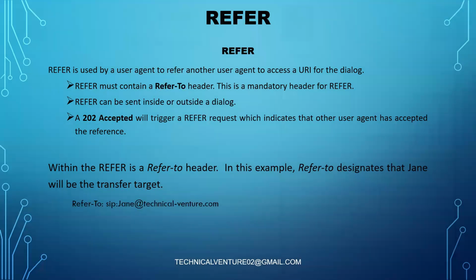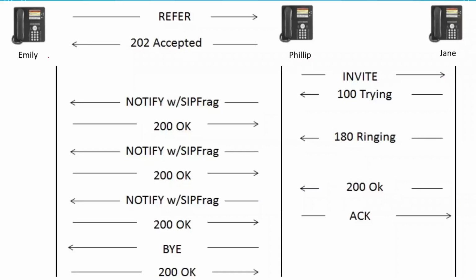Here we can see in this example, this is Emily, this is Philip, and this is Jane. So let's suppose these two persons are connected with each other and they were talking. This Emily is talking with Philip, right? Now she wants to transfer Philip to Jane. So Emily will send a refer request to Philip, and for that request, Philip will send a 202 Accepted message to Emily, right? So at that point of time, Philip will send a request to Jane, that will be a 100 Trying. Oh, sorry, an invite message.